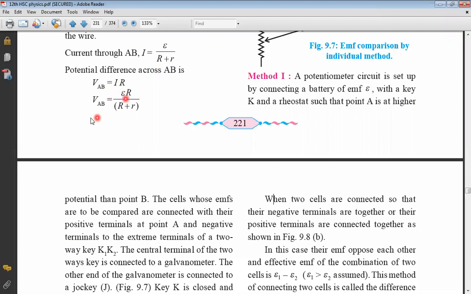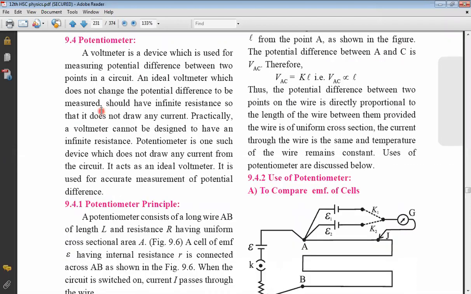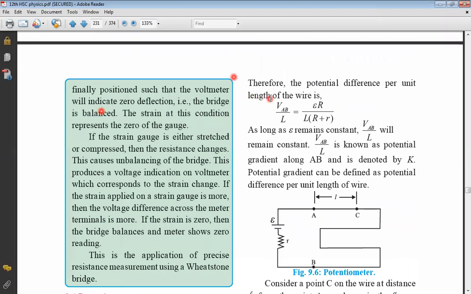I'll divide both sides by total length L. I get something like this. VAB upon capital L equal to epsilon capital R upon L into small r plus capital R. Now VAB upon L will remain constant as long as the right side remains constant. Now in the right side, what all are the terms? First, capital L, length of wire AB, that's going to be more or less a constant. Capital R, resistance of wire AB at a given temperature, it's going to be a constant. Small r, internal resistance of cell, again that's going to be a constant at a particular temperature. And epsilon, or the EMF.